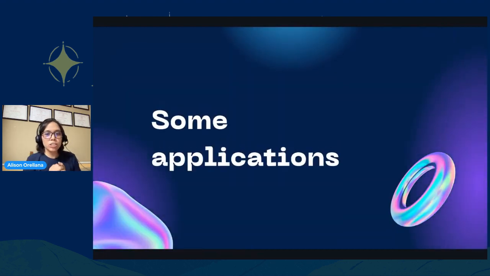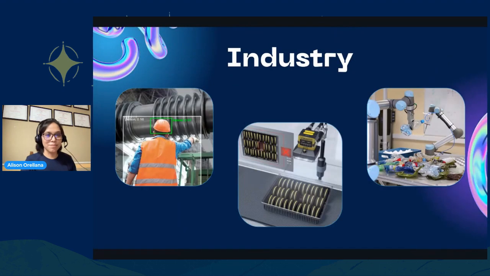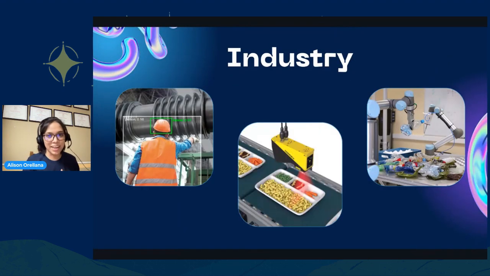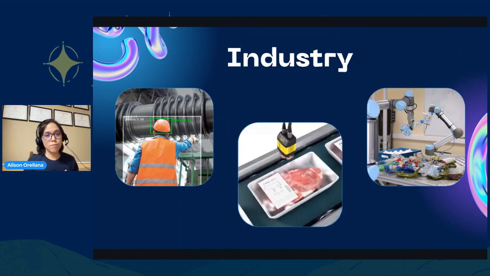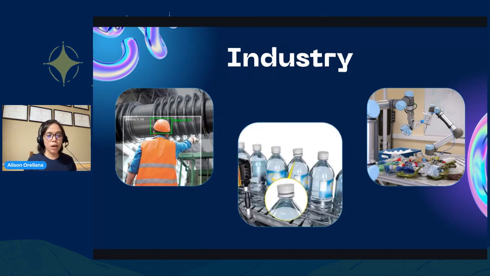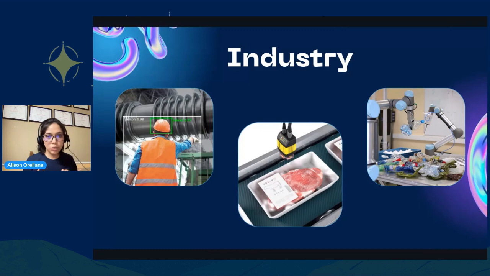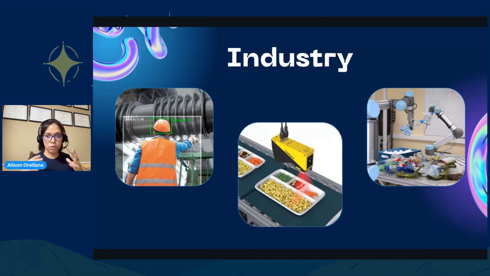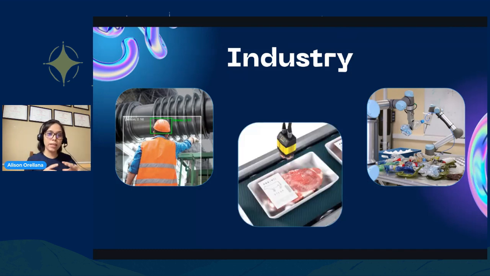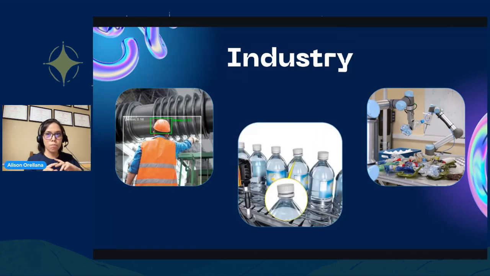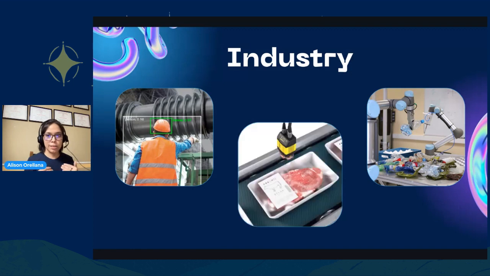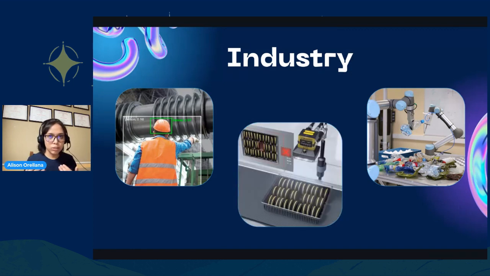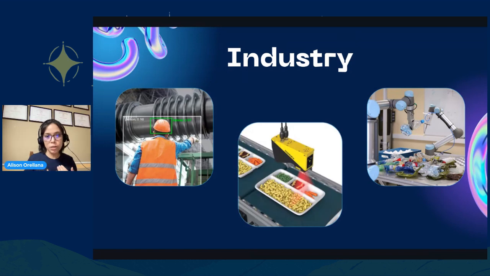Some of the applications, well, there are probably more. Actually, there are more than the ones I'm showing you right now. So first, in industry, computer vision allows us to see what is happening in the environment. So we can recognize some patterns, some objects, based on the quantity of images that we have trained before.